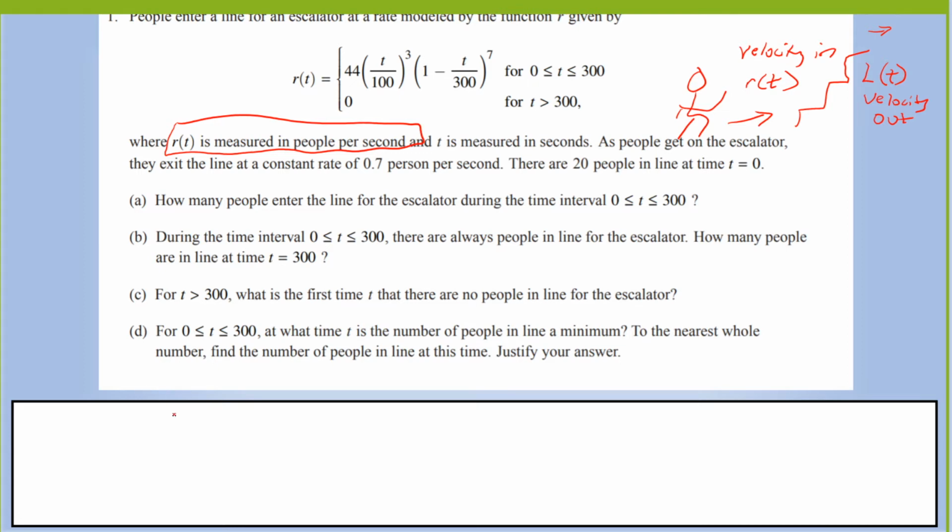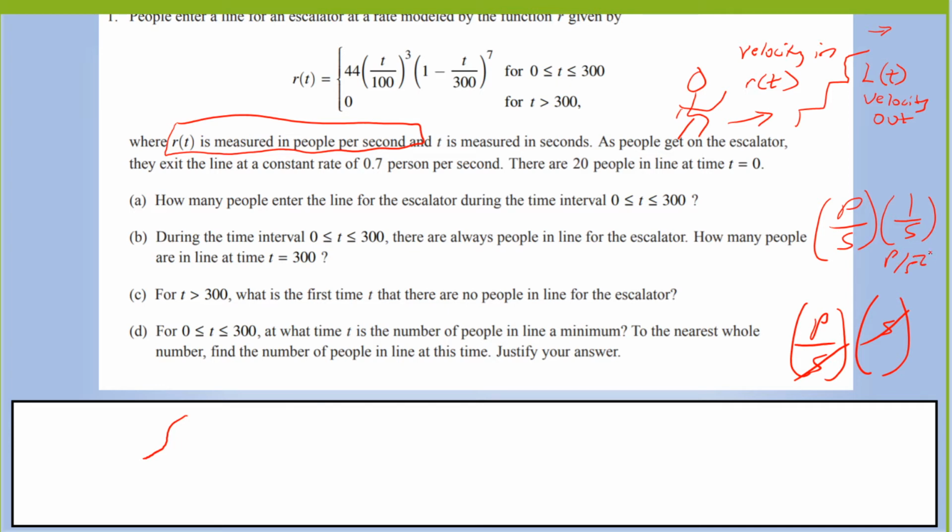Integrate, perfect. Anytime I'm integrating, we're multiplying our units together. So this would be people per second times seconds gives me people. Anytime you're deriving, you'll divide your units. So if I derive this, you'll get people per second divided by seconds, which would be people per second squared, or acceleration.